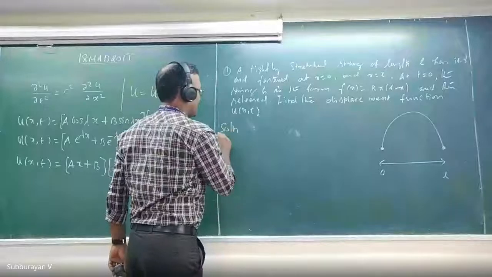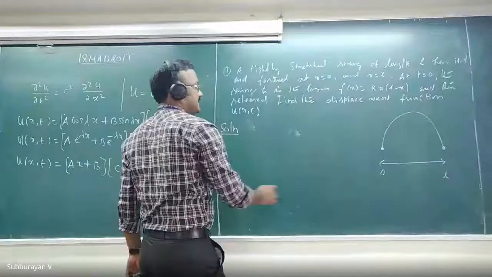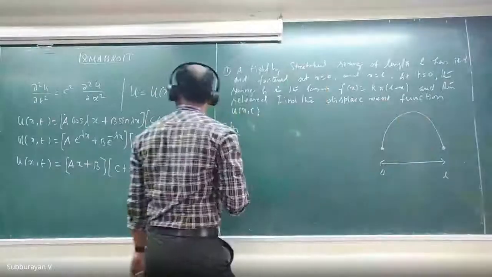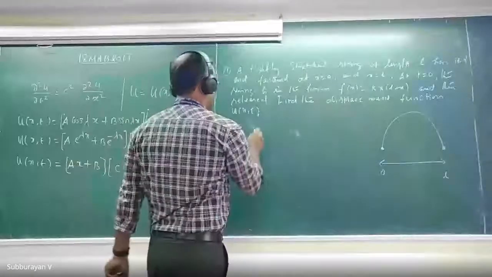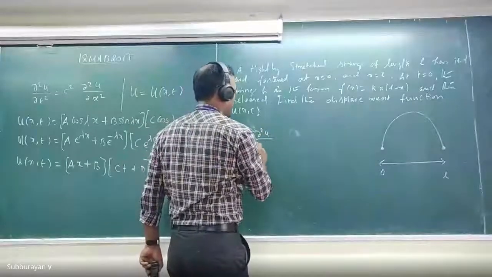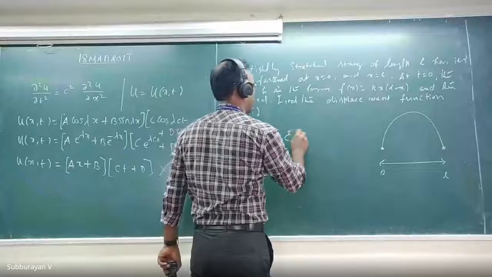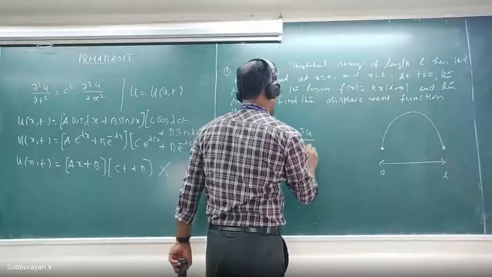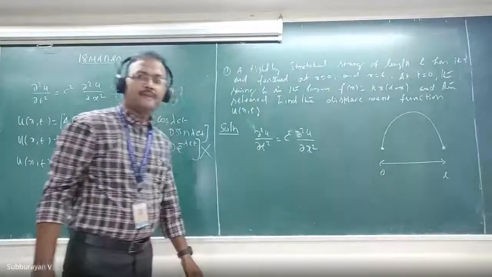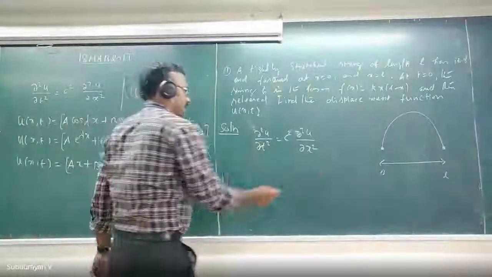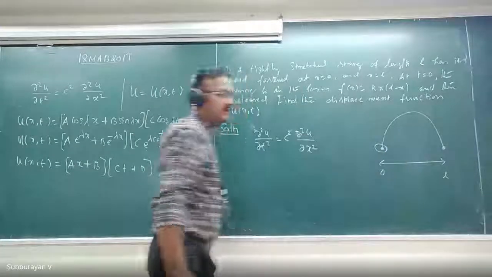Solution. This is a string problem. Therefore, first you have to consider the string equation: ∂²u/∂t² equals c² ∂²u/∂x². That is the first equation.